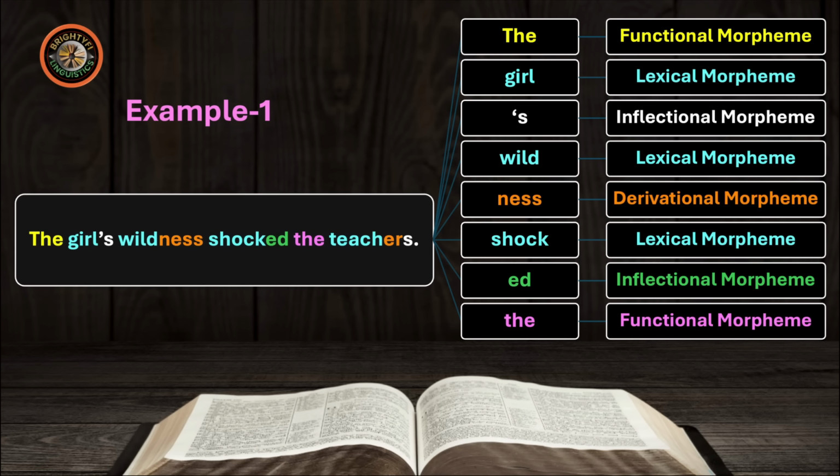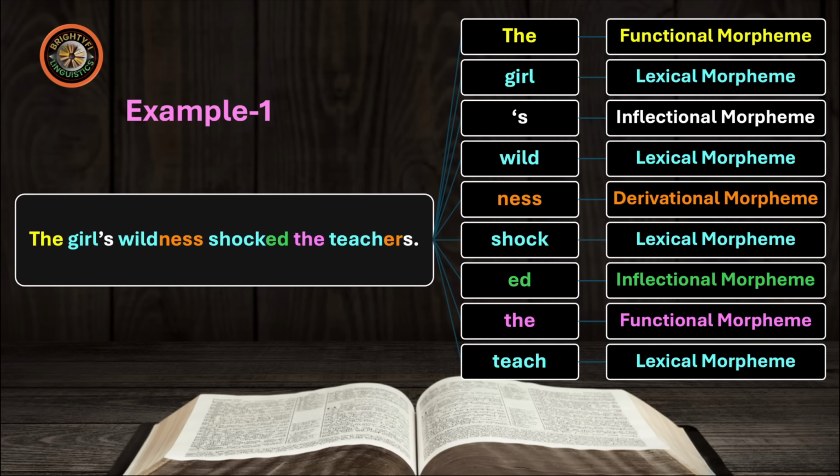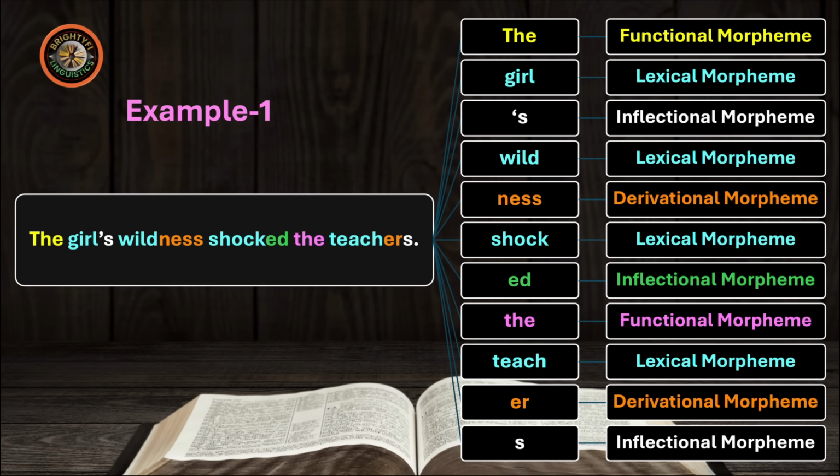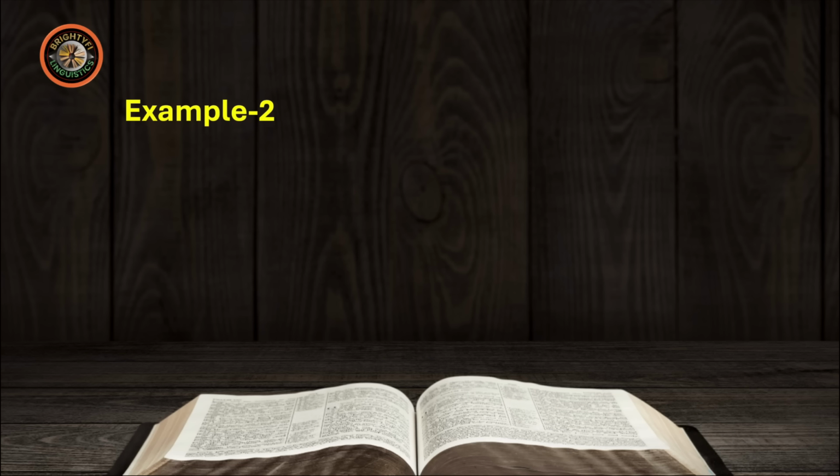Then we have the word teachers. It has three parts, like teach, which is lexical morpheme, er, which is derivational morpheme, and then s, which adds to its plurality of the word, inflectional morpheme. That is how we can describe a sentence morphologically. Here we are not talking about subject, verb and object, or subject and predicate and so on. Okay, now let's move on to the example number 2.